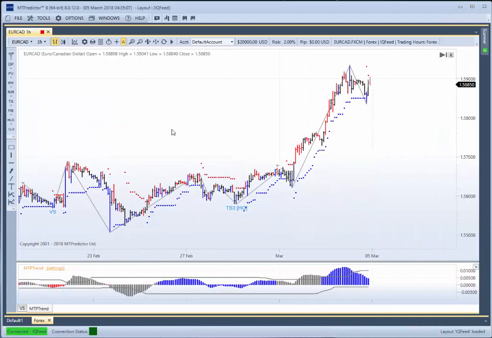This is the trade setup I'm looking at here. It's the Euro Canadian dollar on a 1 hourly chart, and it's this TS3 HG setup here. So I want to just go through and see how we'd uncover trade setups like this. Because remember, MTPredictor is not a black box system. We don't follow all our trade setups blindly as if they were just a mechanical system.